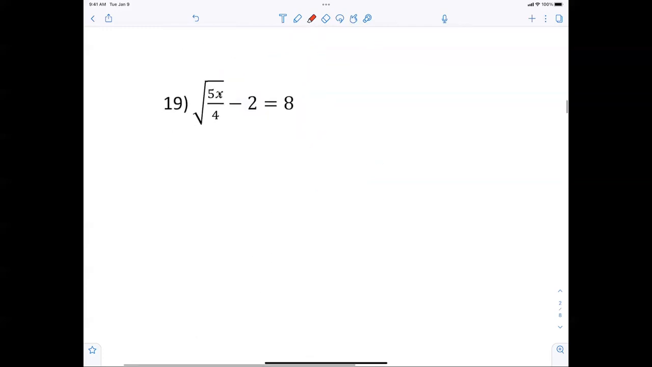So here we go. On 19, what do I have to do first? Add 2. So now square root 5x over 4 equals what? 10. Why is it not 100? I haven't squared yet. Now 5x over 4 equals what? 100.